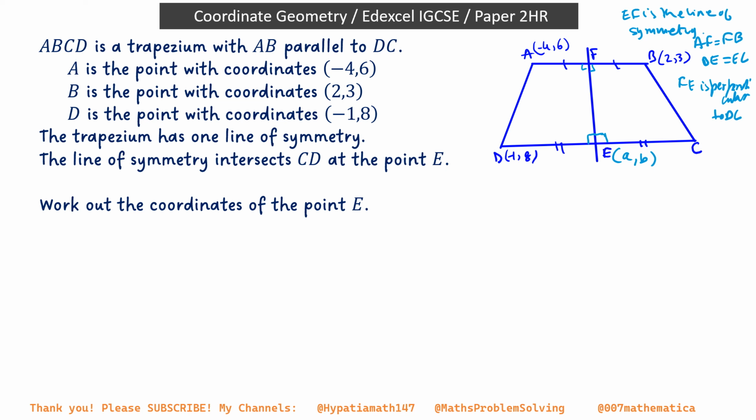gradient of AB, and because AB is parallel to CD, the gradient of AB would be equal to the gradient of CD. So that's one of our points. Gradient of AB equal to gradient of CD. And the next thing is the gradient of EF or FE, and the product of the gradients of FE and AB is -1.